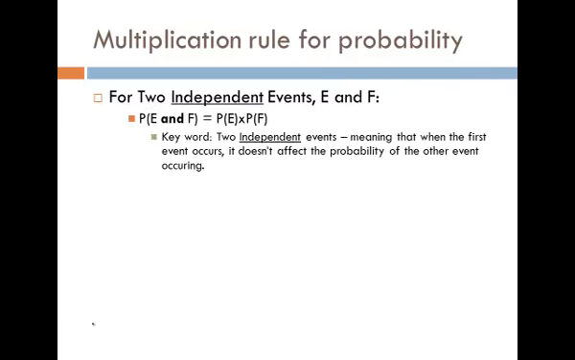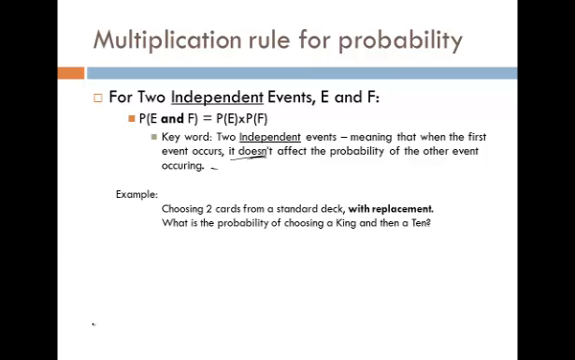All right, so again, 2 independent events, meaning that when the first event occurs, it does not affect the probability of the other event occurring. So think about choosing 2 cards, one after the other. After the first card, you replace it back in the deck and you reshuffle. So supposedly it's random. Okay.